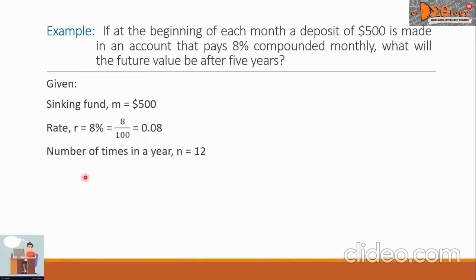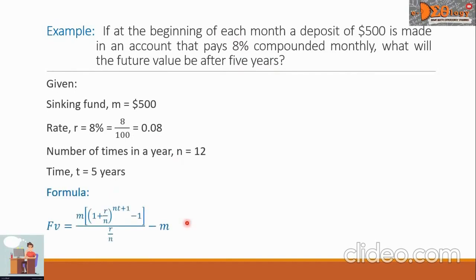The next given is the number of times deposit is made in a year. It says here each month. So we write n equals 12. The time denoted by t is 5 years. Then we write the big formula here. Let us start now the substitution.